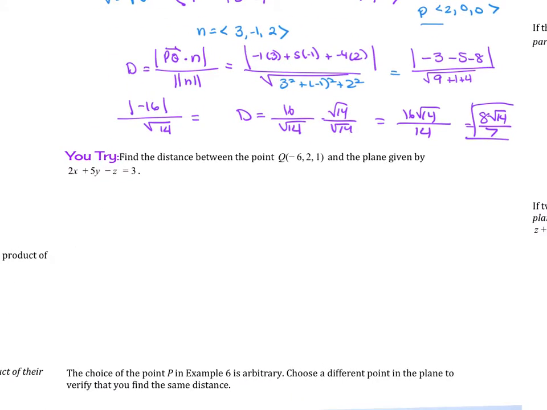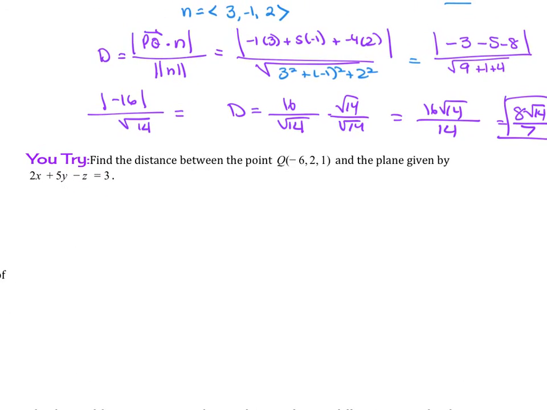So try this example here. Find the distance between the point Q, negative 6, 2, 1, and the plane given by 2x plus 5y minus z equals 3. As a hint, you don't always have to let y equal 0 and z equal 0. It's arbitrary, so it just depends on what works best. You'll see that when I work out the example. So try this out, and I'll have the answer for you in a minute.